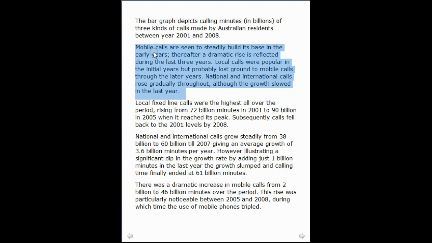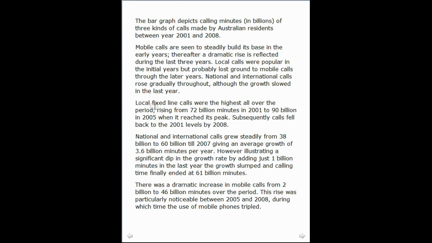So herein we have made 3 groups from this graph. One is the mobile calls, second the local calls, and third the national and international calls. And here we explain the trend in all the 3 groups. Next, we provide the fine details of our findings in 3 different paragraphs representing 3 groups.